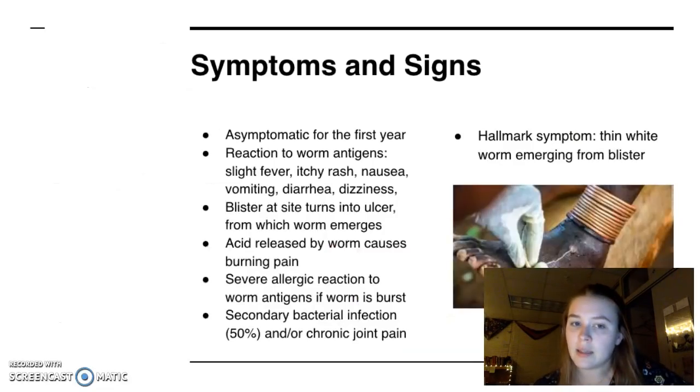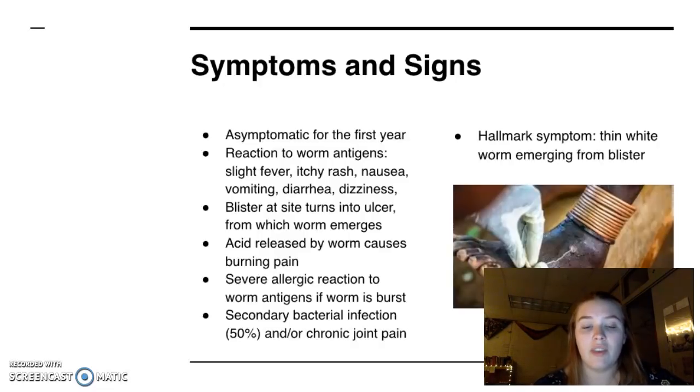As for symptoms and signs, this disease is asymptomatic for the first year, so you don't notice anything until the worm makes its way to the surface and gets ready to release the larvae into the wild. When it makes its way up to the surface, it releases a lot of acid, kind of to break down the skin and make it easier to get out. And that acid, plus the antigens on the worm, cause a lot of problems.